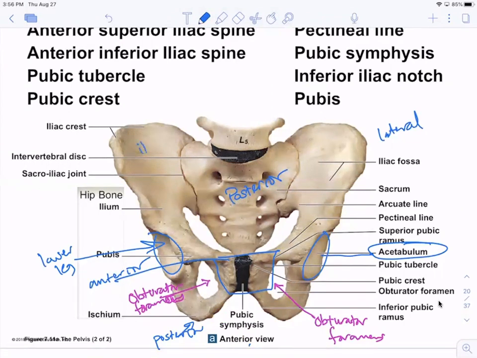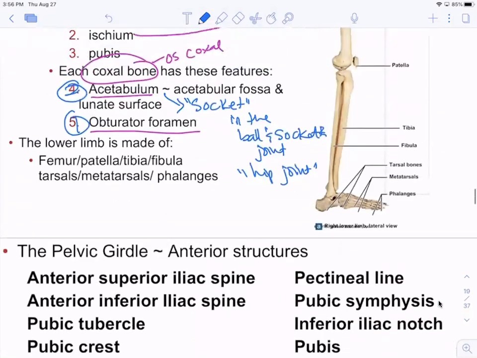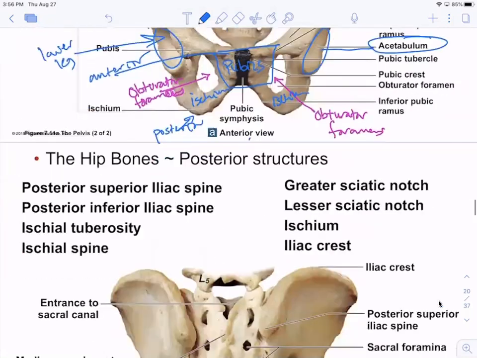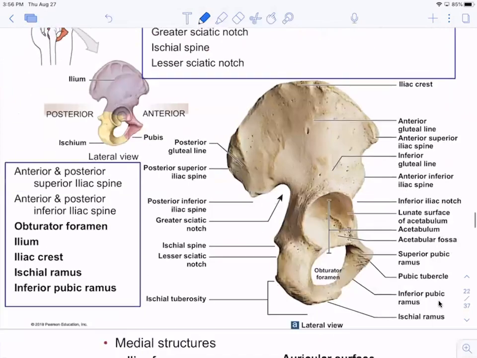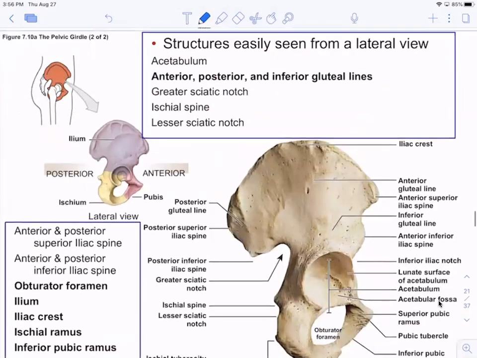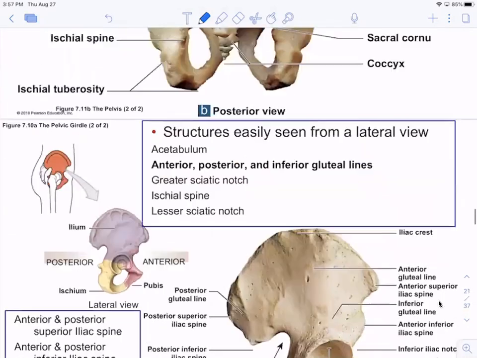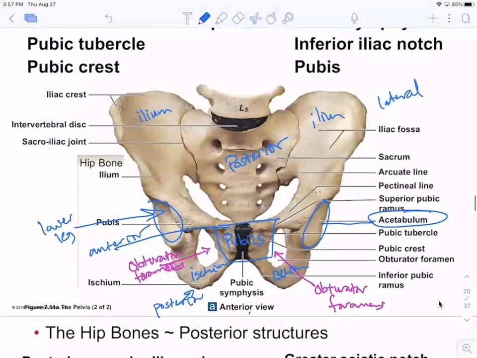But the rest of it, this is the ilium. And these are the pubic bones. And then this is the ischium in the back and posterior. So we're going to do it a few ways. We'll go anterior structures, posterior structures, and then we'll take them separately. So this is a single os coxae. So let's go through the anterior structures.